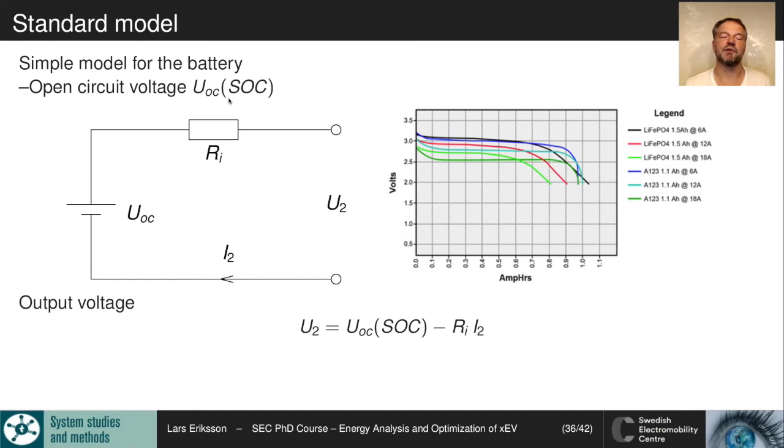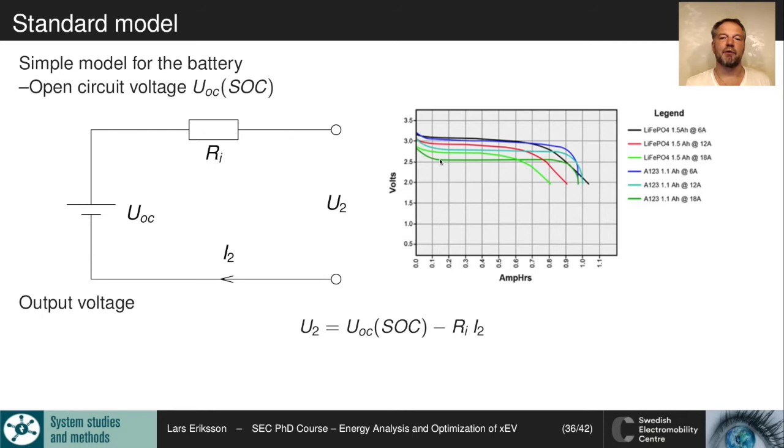So the terminal voltage is the state of charge dependent open circuit voltage minus the inner resistance times the current if we are pulling energy from the battery, or the other way around, plus if we are pushing energy into the battery. So having the right sign of the current here, you get that.